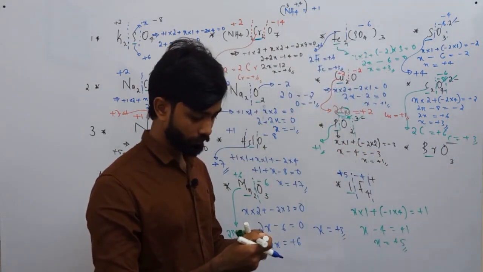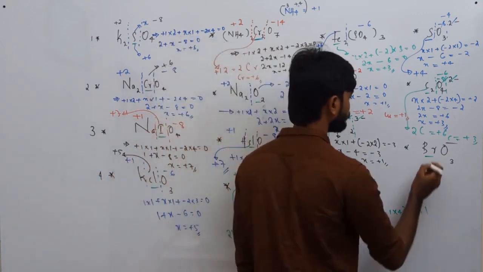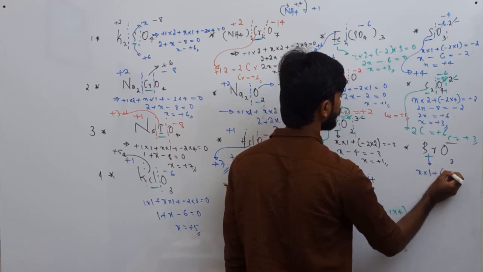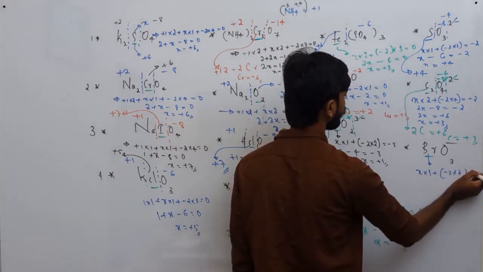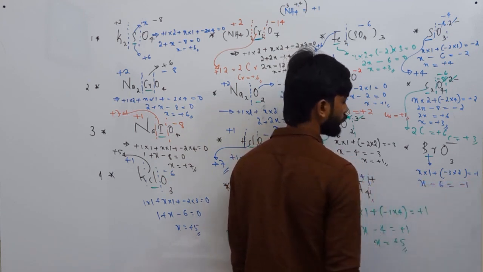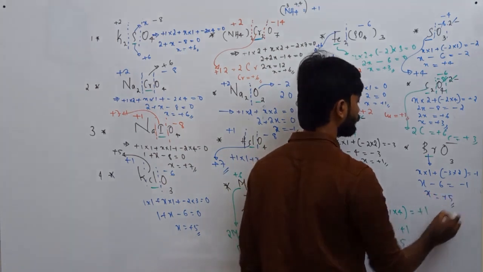BrO3 minus. Let the oxidation state of bromine be x. So x into 1 plus minus 3 into 2, all equal to minus 1. So x minus 6 is equal to minus 1. So x is equal to plus 5.